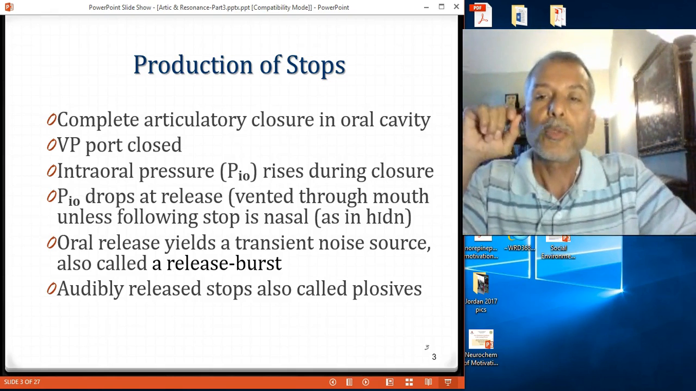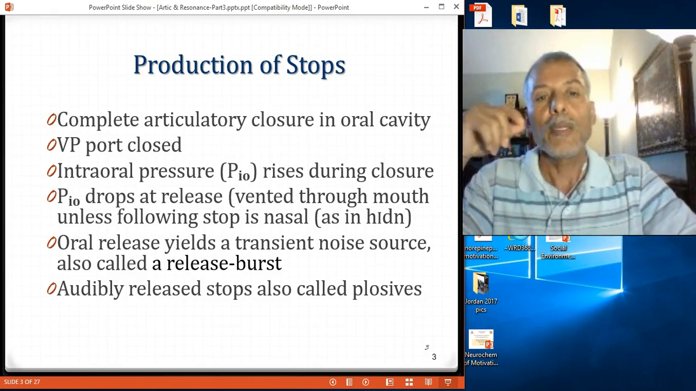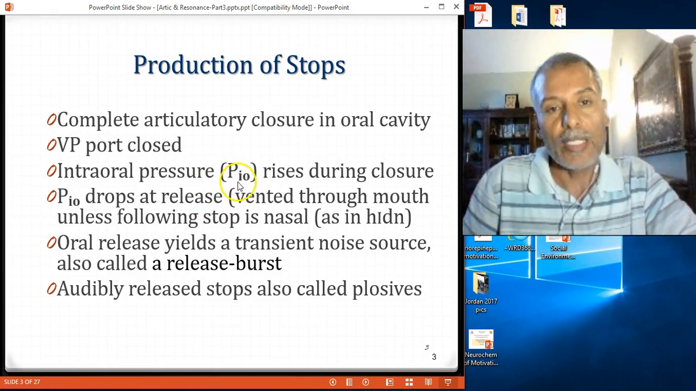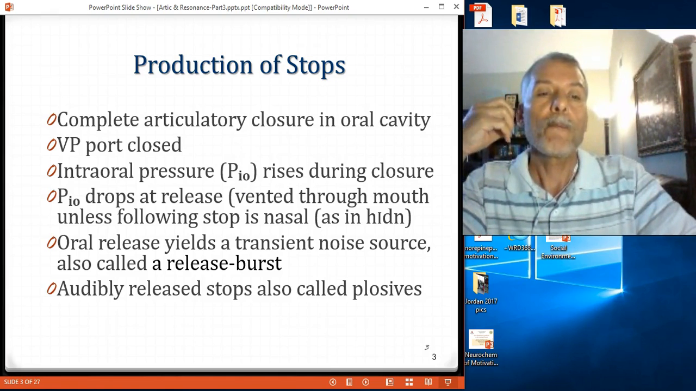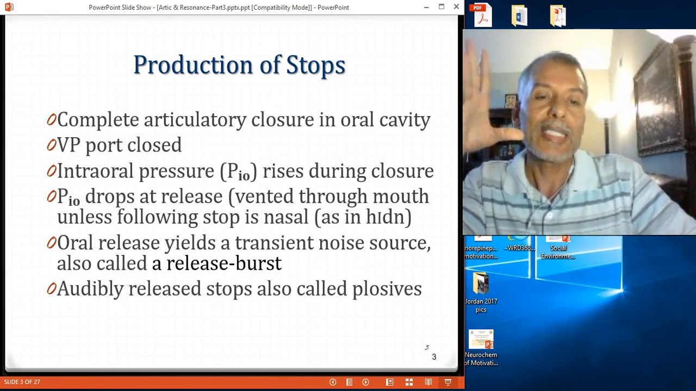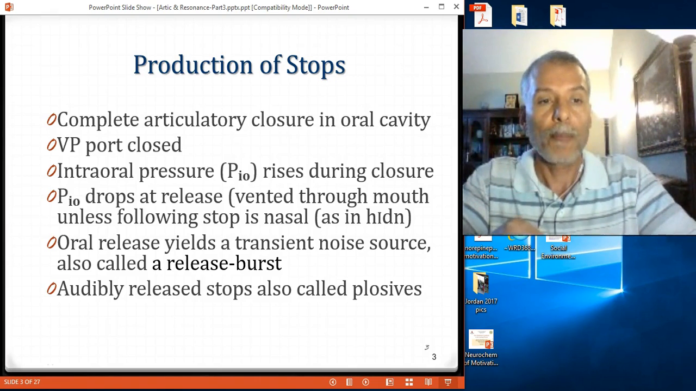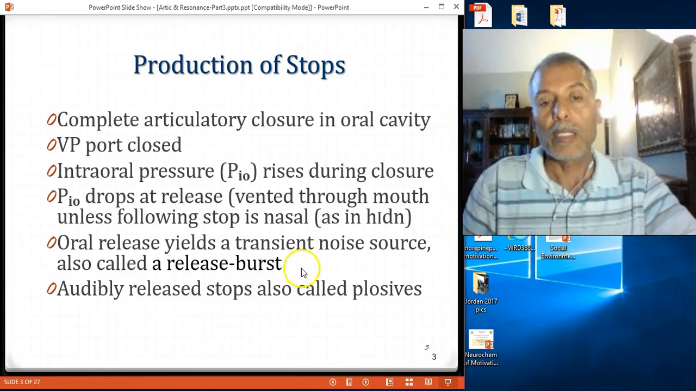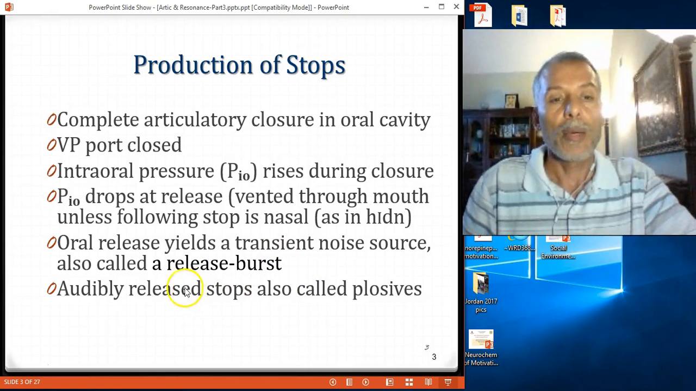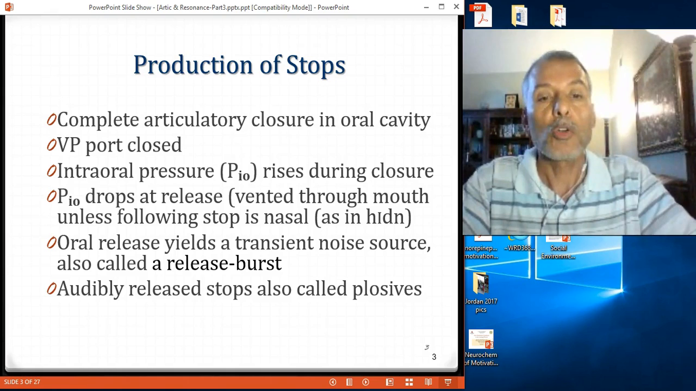So once you produce the blockage, the closure, the air pressure, IOP, means intraoral pressure. So intraoral pressure inside of the vocal tract is going to build up, and then as you release, that pressure is vented or is decreased. So oral release yields the noise that we know, and sometimes we call the release burst or the little plosion sometimes.